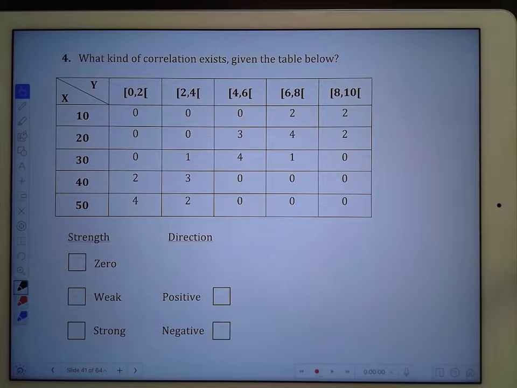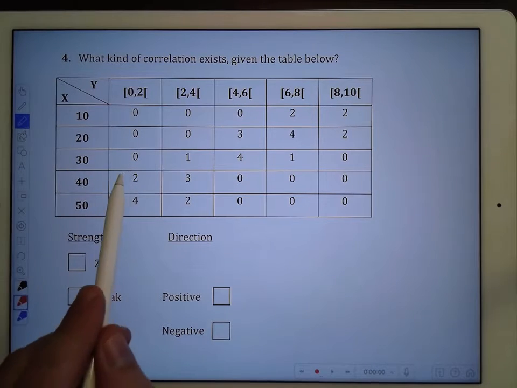Hey, we're taking a look at contingency tables. This is question number 4. What kind of correlation exists given the table below? Strength, direction, got that highlighter. Again, we're going to be looking to see if there's a pattern in the data.